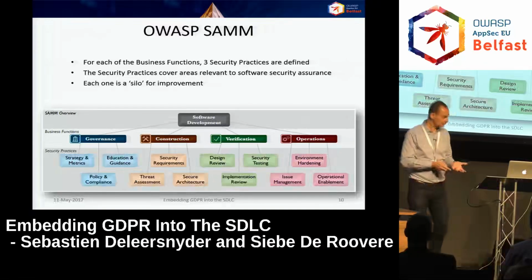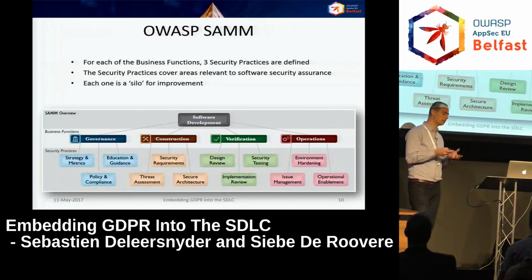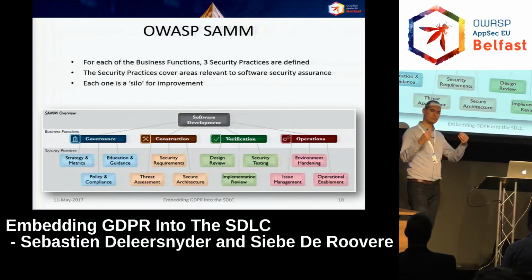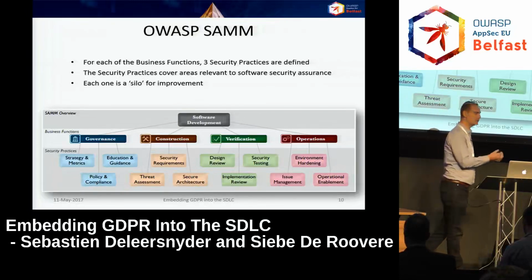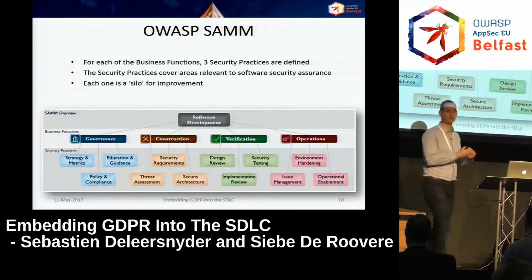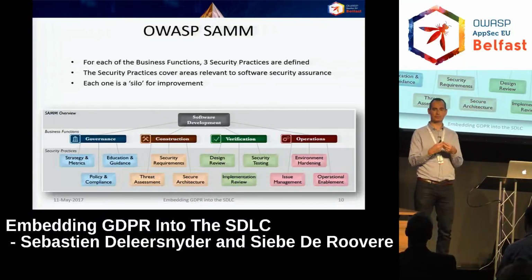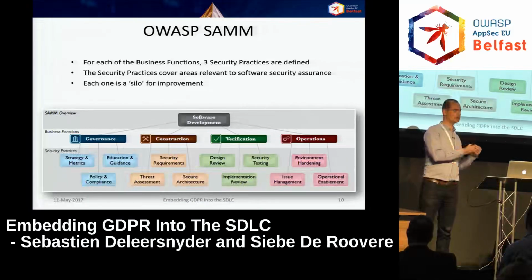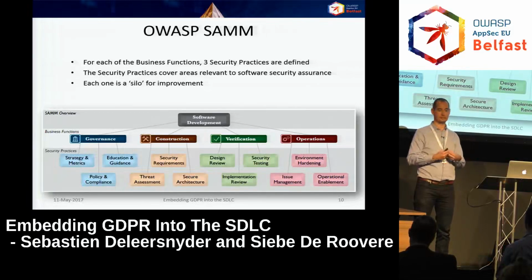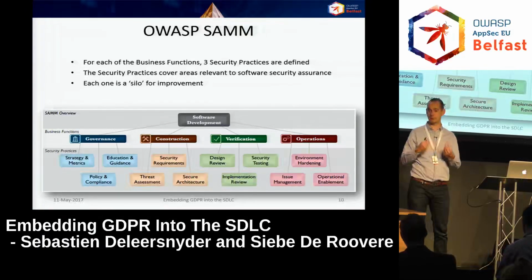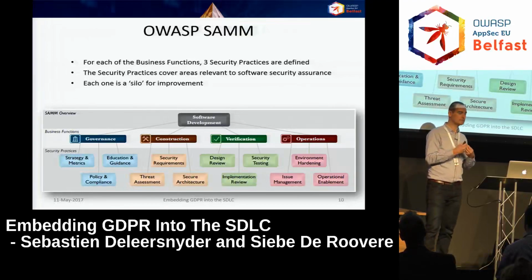So what we've done is we've looked at this and we worked together on how we can merge these two things together. What's important in the GDPR is that it has to be risk-based. You have to do these activities based on the risk for your data subjects, based on the risk that your software is being exposed to. And that's interesting, because if you look in more detail in SAMM, you will see that some activities are also risk-based.